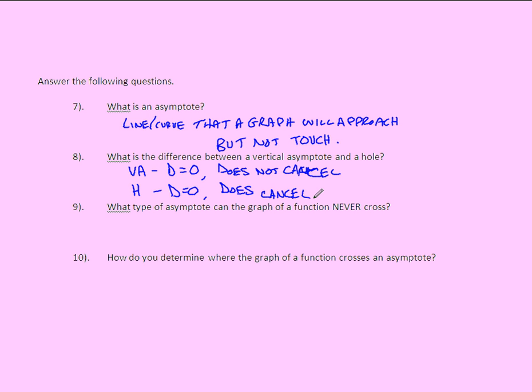Okay, what type of asymptote can a graph never cross? That's a vertical asymptote. Remember, horizontal and slanted is possible. And how do we determine where a function crosses the asymptote? That's when the remainder of long division equals 0. That's when it will cross.